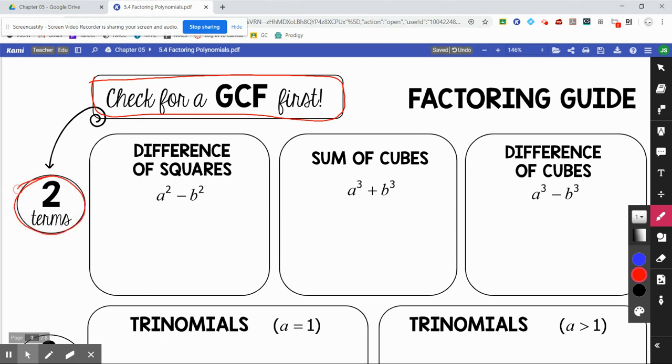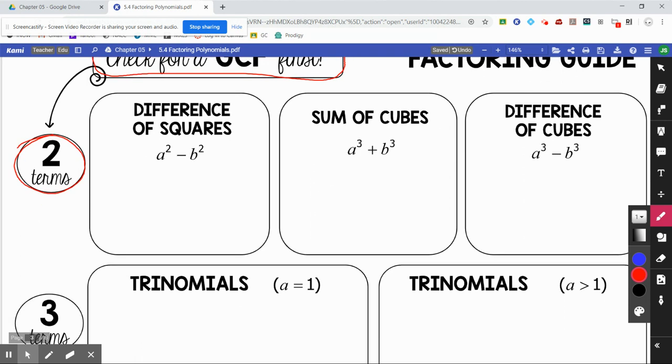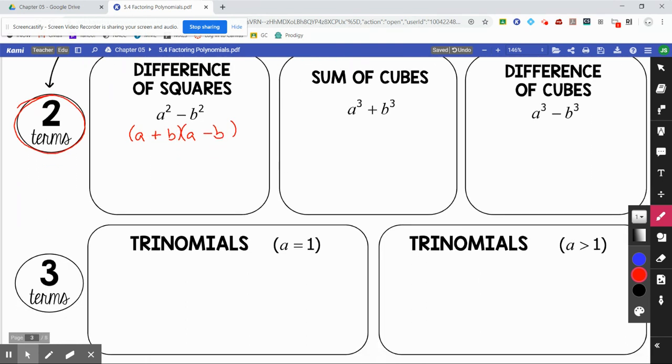If you have two terms, then it has to be one of these three situations. Difference of squares, a squared minus b squared, will always factor into conjugates. A squared minus b squared will factor into a plus b times a minus b. An example of that would be something like 4x squared minus 25. Difference of squares factor into conjugates, plus and minus. 4x squared is a 2x times itself, and 25 would be a 5 times itself.